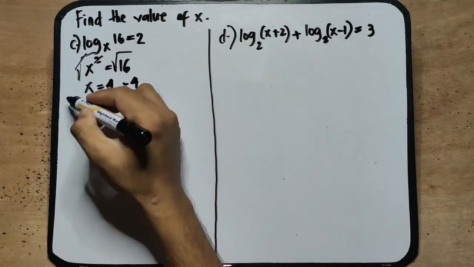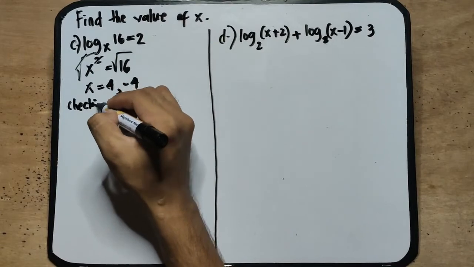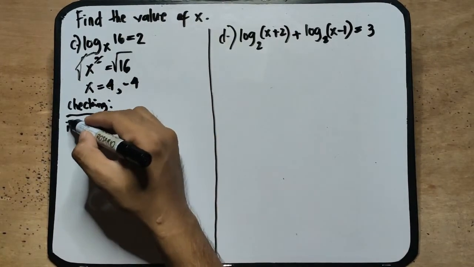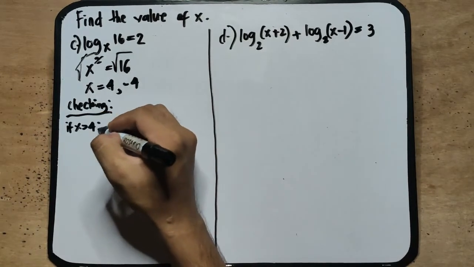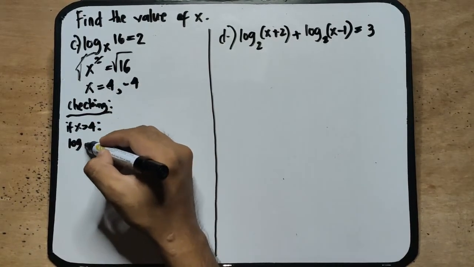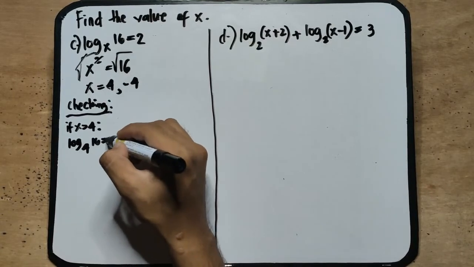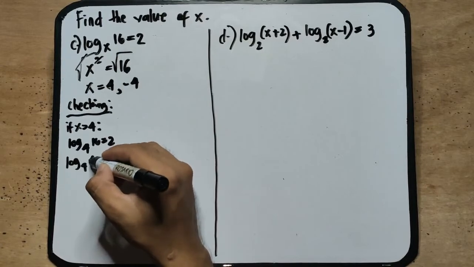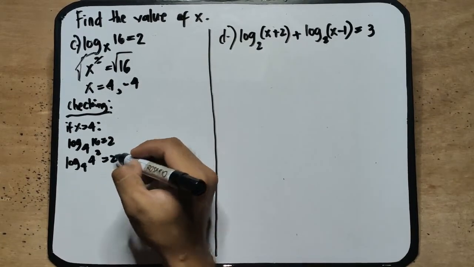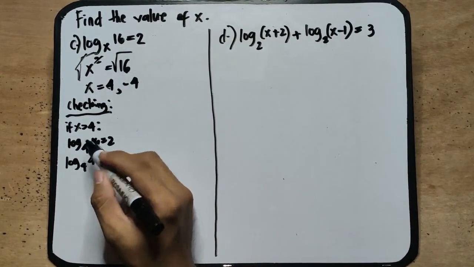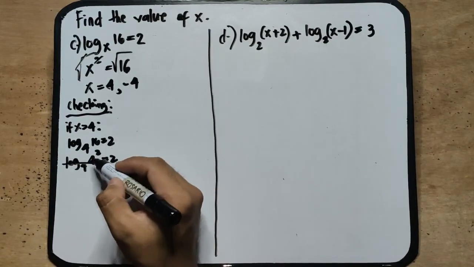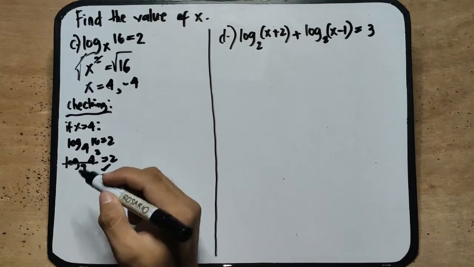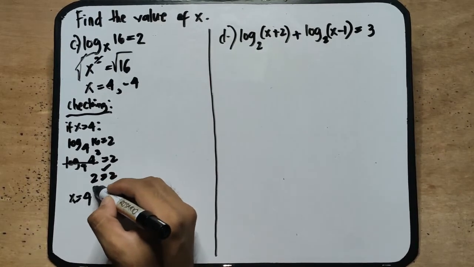So we do checking para malaman natin kung valid ba yung ating nakuhang values ni x. So if x is equal to 4, then we have log base 4 of 16 is equal to 2. So 16 is a multiple of 4, so 4 squared is equal to 2. Pareho sila, parehong 4 yan. We can disregard this immediately. So we have 2 is equal to 2. Since true statement siya, we have x is equal to 4. This is a valid solution.